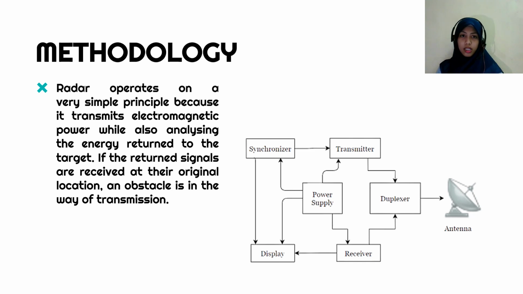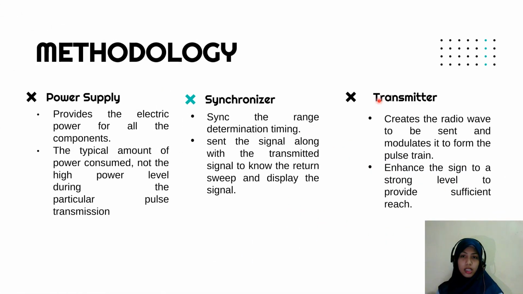Okay, so next, I will explain the function of the radar system block diagram. The first one is the power supply. The power supply provides the electric power for all the components, and it will supply the typical amount of power consumed, not the high power level during the particular pulse transmission.